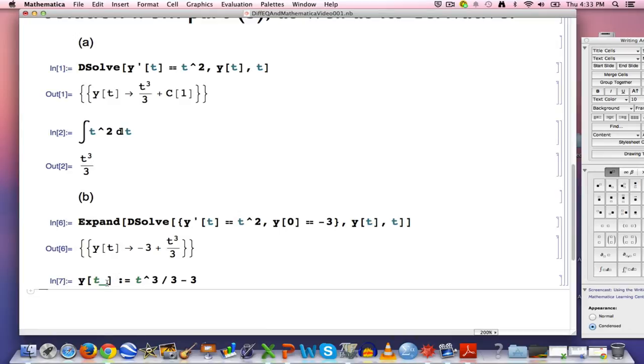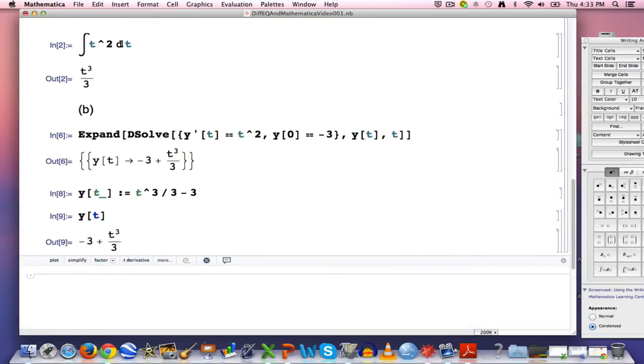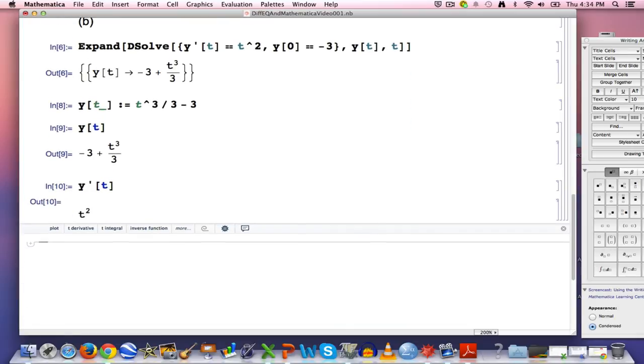Notice that when you define functions in Mathematica, you must put an underscore after the variable. That is essential when you define functions. I also make a habit of putting a colon equals here to define a function. That's not essential. It's called a set delayed operator. Don't worry about what that means. But this underscore after the variable is essential. I've entered that function. I can see it by typing y of t now. I don't need the underscore there, and I see the function spit back at me. I can now calculate the derivative and see that it does equal t squared, as you already know, by typing y prime of t and entering it.